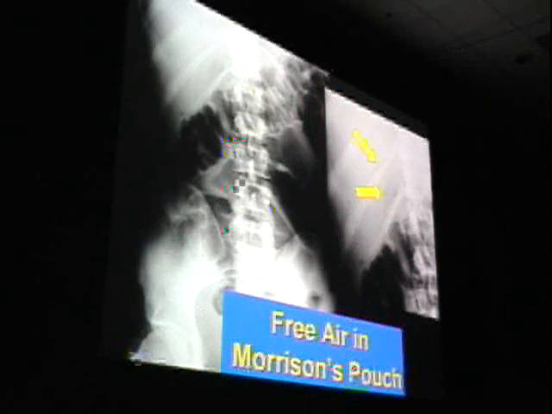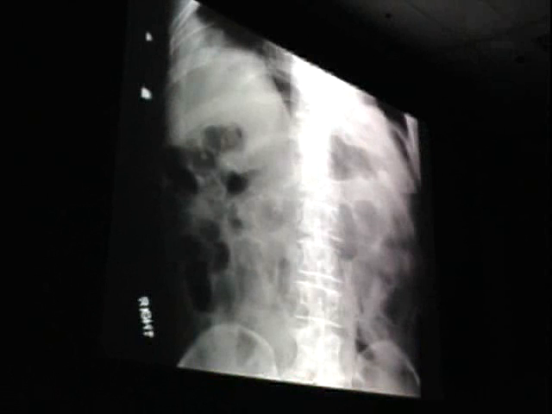This is a little bit more subtle. Here's air in the right upper quadrant, in Morrison's pouch, and this patient had an intra-abdominal abscess. So the subtle little sliver of gas, a tiny little amount of air, may be the telltale sign it has peritonitis or perforation.